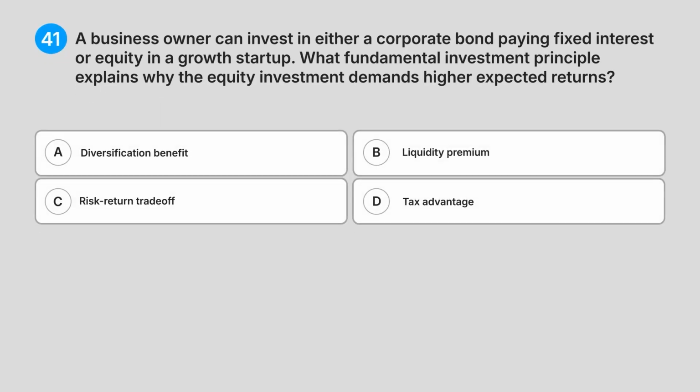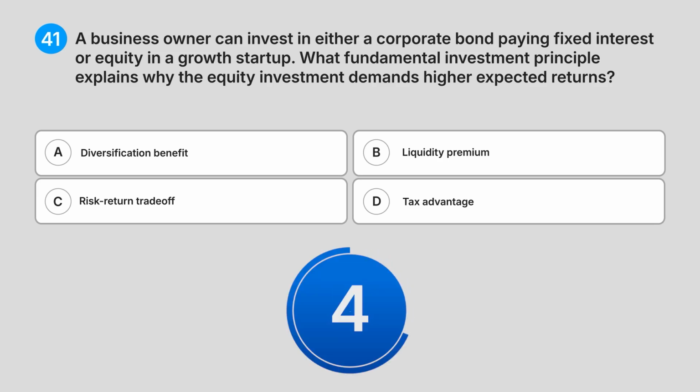41. A business owner can invest in either a corporate bond paying fixed interest or equity in a growth startup. What fundamental investment principle explains why the equity investment demands higher expected returns? A. Diversification benefit. B. Liquidity premium. C. Risk-return trade-off. D. Tax advantage. Do you know the answer?